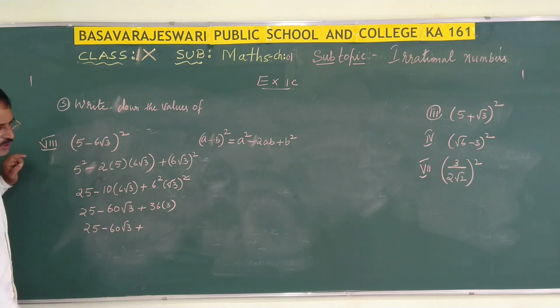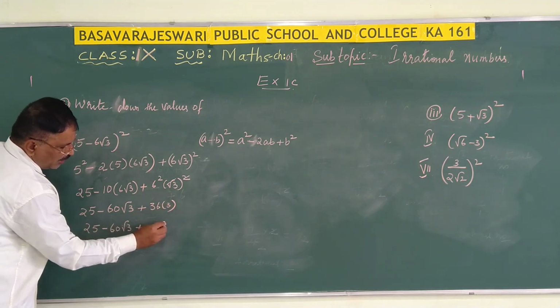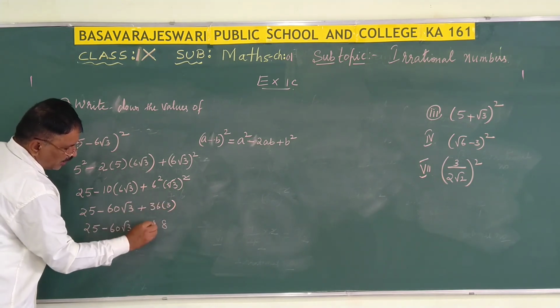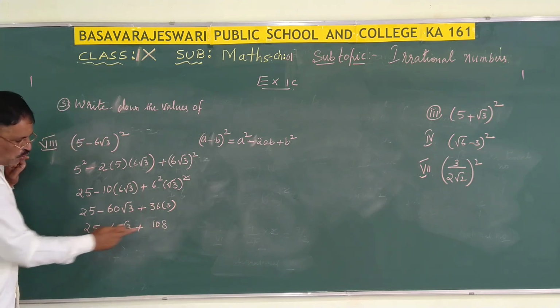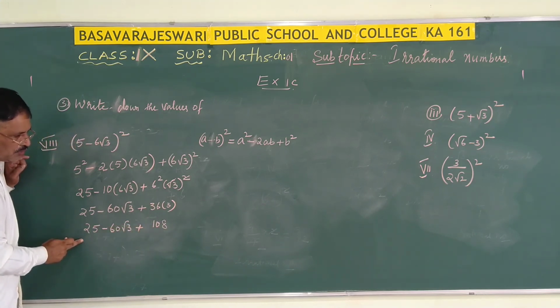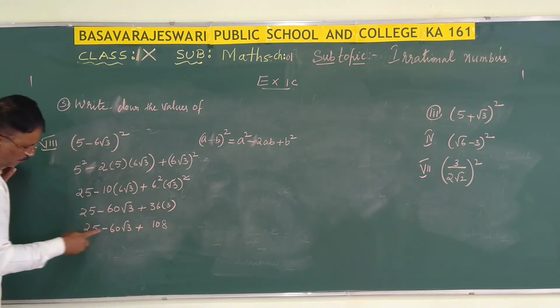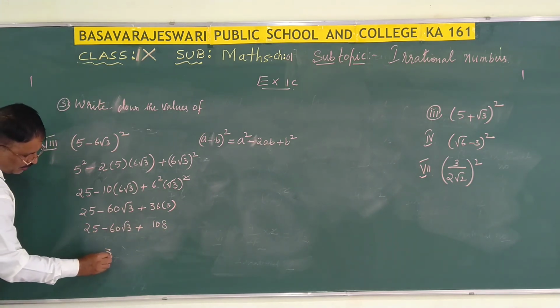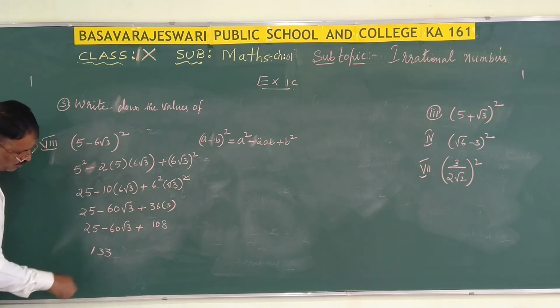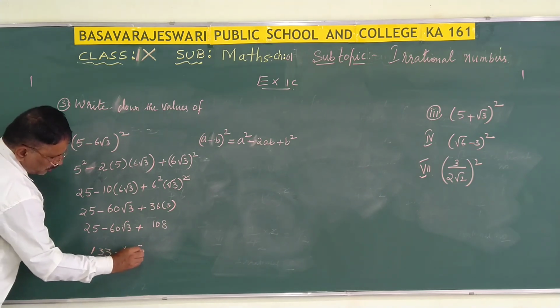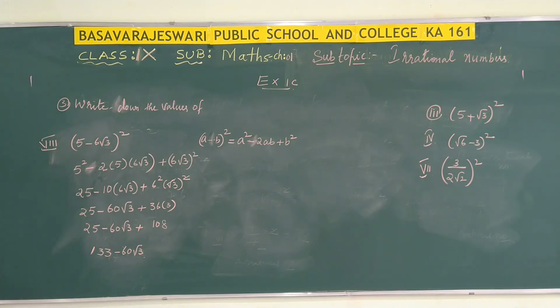What is 36 times 3? 6 threes are 18, 10 threes are 30, so 108. So add these two. 108 is a rational number, 25 is a rational number. So 108 plus 25 is 133 minus 60 root 3. Yes, this is the final answer. Please copy down that one.